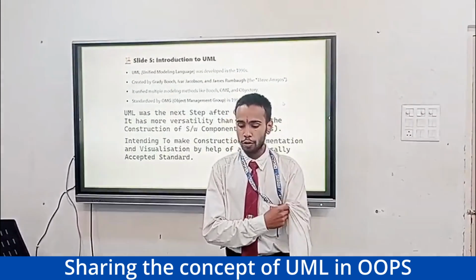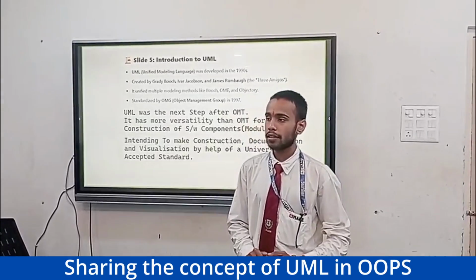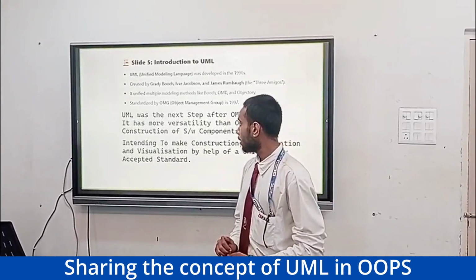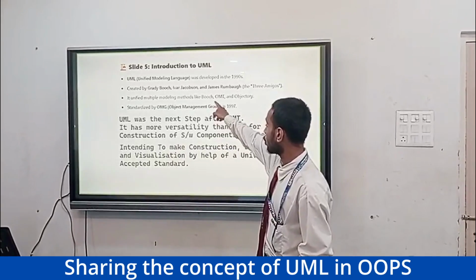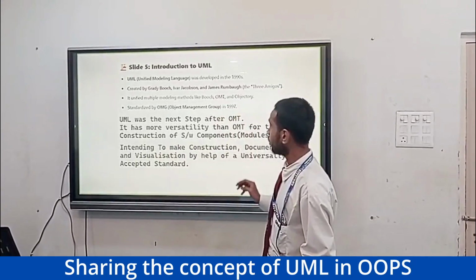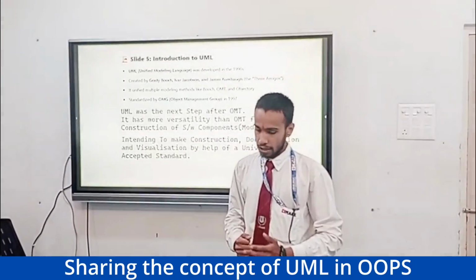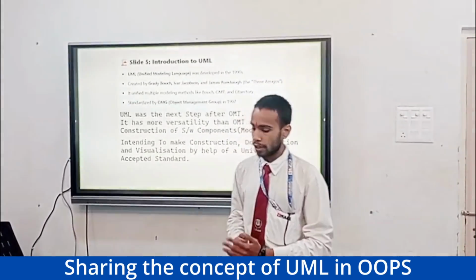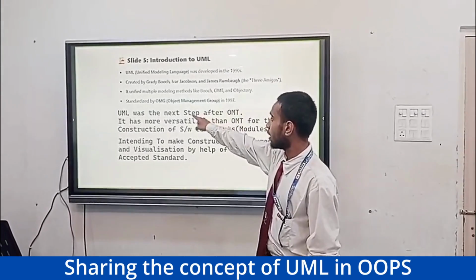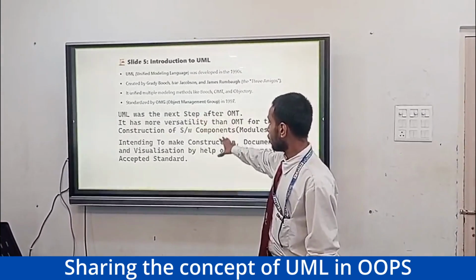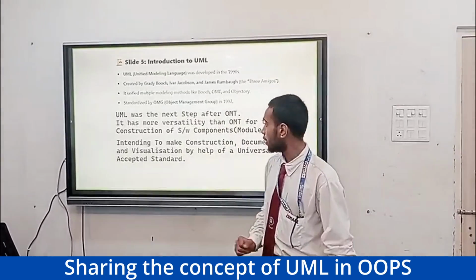Introduction of UML. UML is known as Unified Modeling Language, and it was developed in the 1990s. It was created by three people: Grady Booch, Ivar Jacobson, and James Rambo. These three people in a team are also known as the three amigos. It unified multiple modeling methods, and it is the standardized way of representation of software making techniques in object orientation.